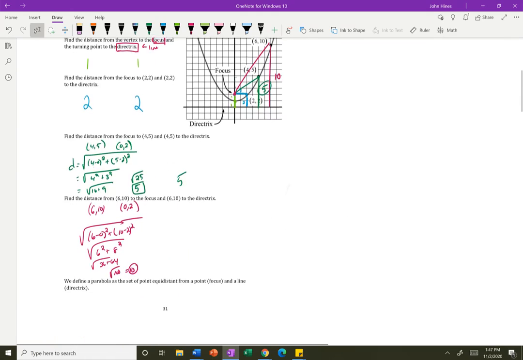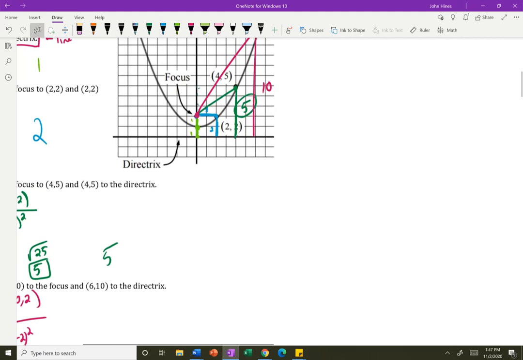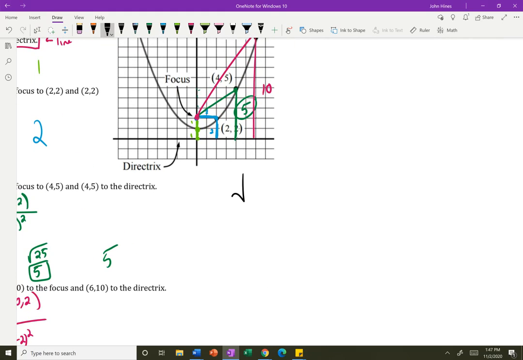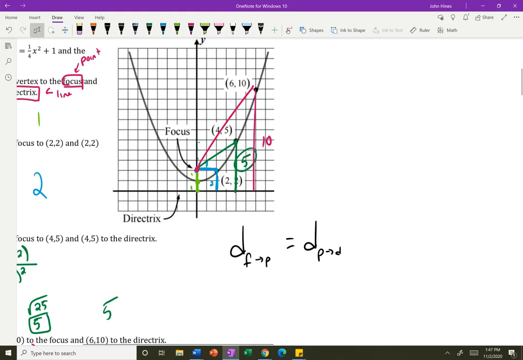So it appears that the parabola, the distance from the focus to the parabola is the same as the distance from the parabola to the directrix. The distance from the focus to the parabola to directrix is the same. So focus to parabola, that distance is the same as parabola to directrix.